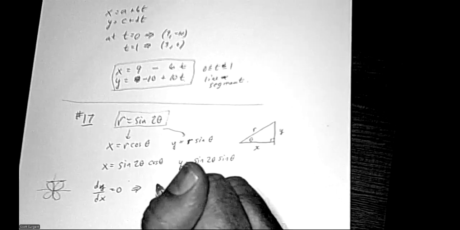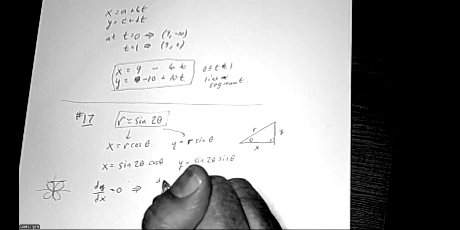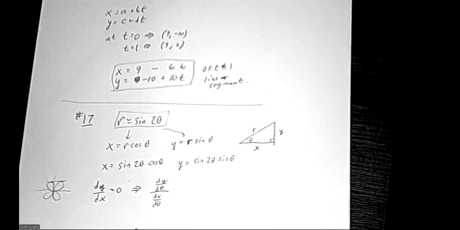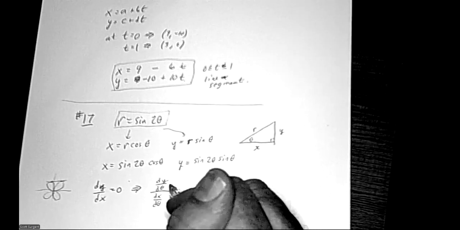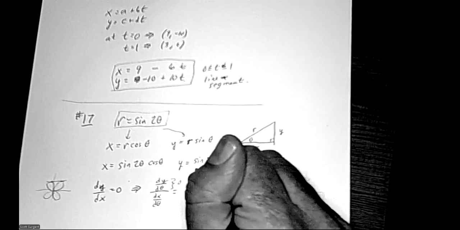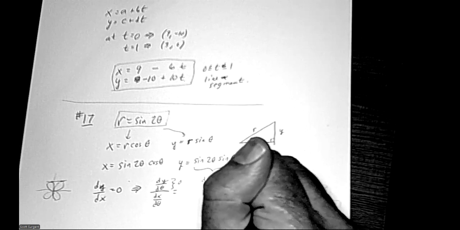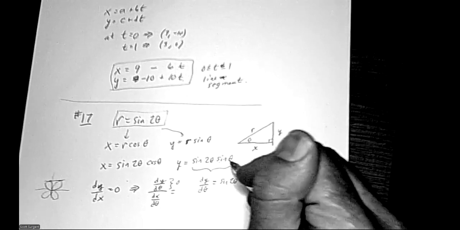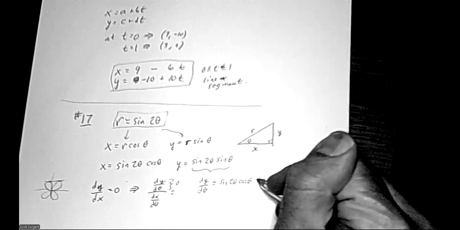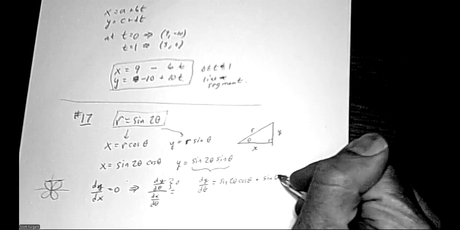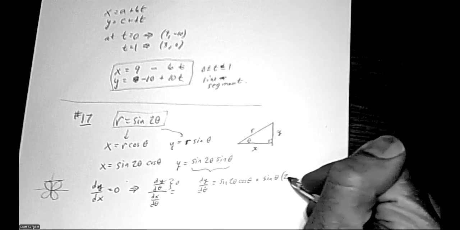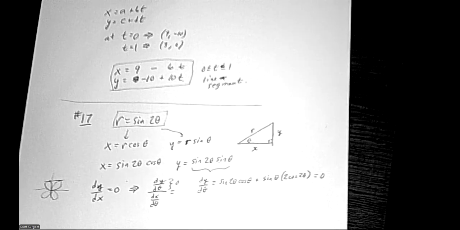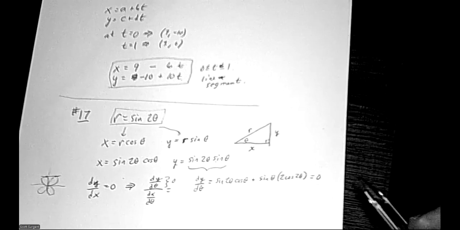So dy over dx would be dy/d theta over dx/d theta. We don't need to mess around with dx/d theta because I just want to get dy/d theta to be zero. So I need to take this derivative, and I'm going to have to use the product rule: first, derivative second, plus second, derivative first, which will be 2 cos 2 theta. And I need to set that to zero.